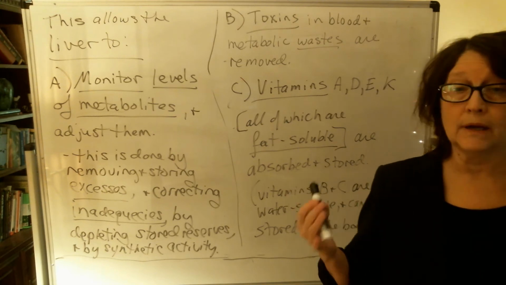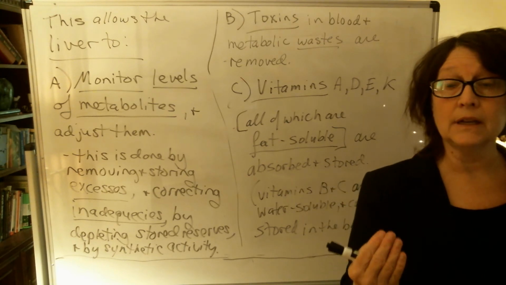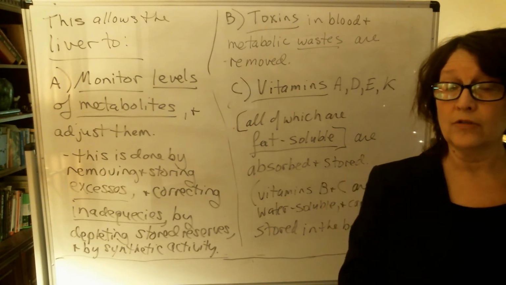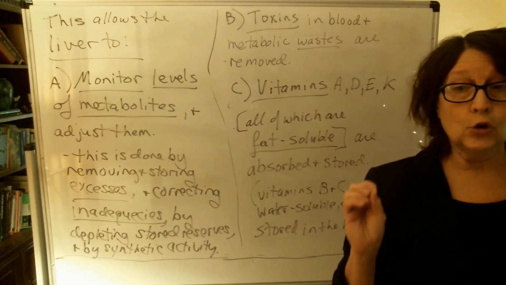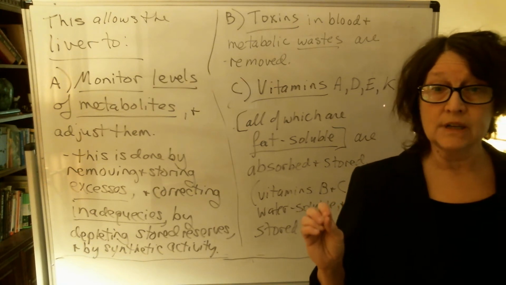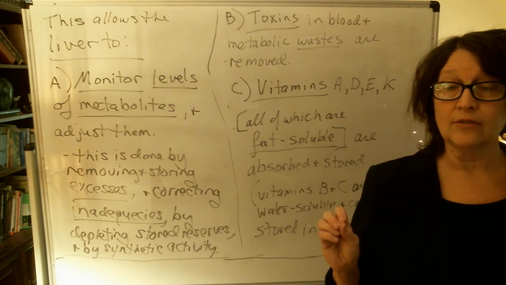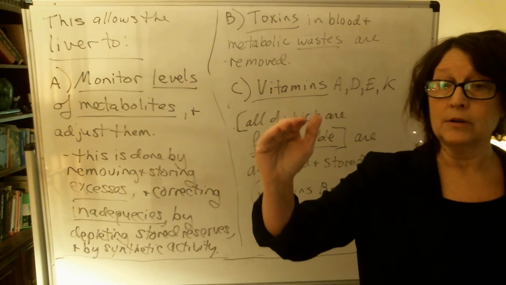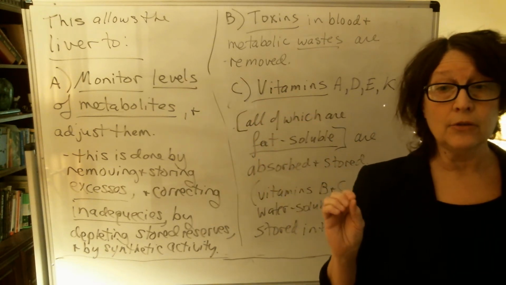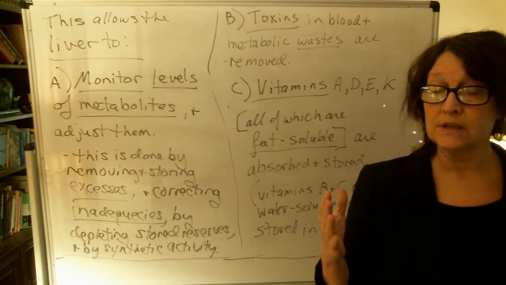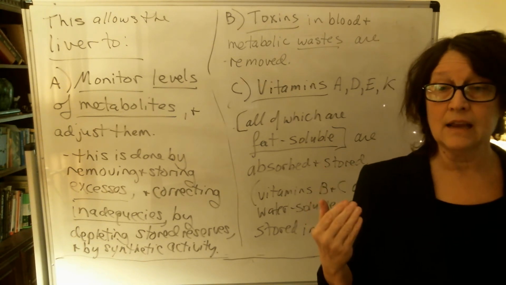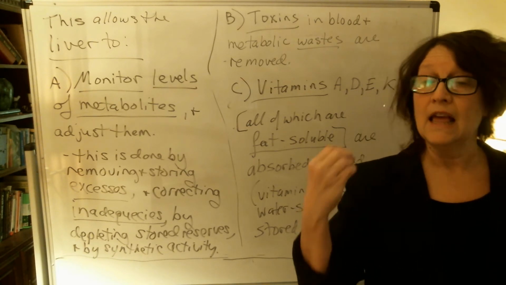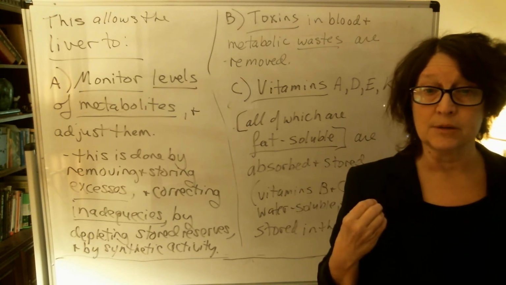What do I mean by that? You've learned about solubility in chemistry. Some things are water soluble, some things are fat soluble. Your body is an aqueous environment. It's a watery environment. So anything that can be dissolved in water is going to be flushed away. On the other hand, since it's an aqueous environment, things that can be stored in fat, things that are not dissolved in water, can be kept in your system.